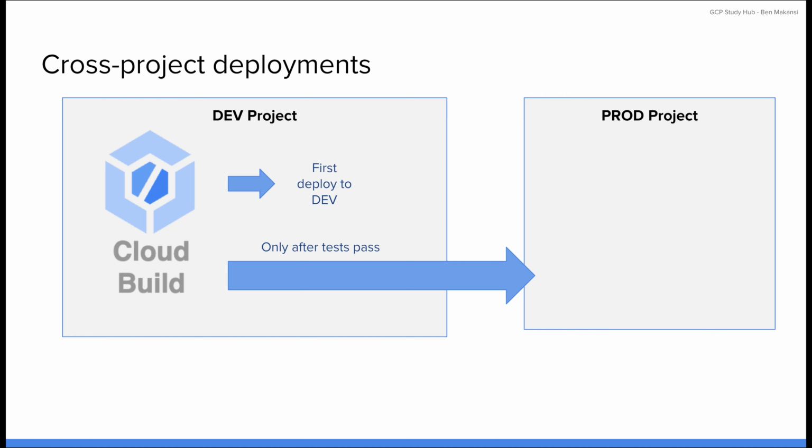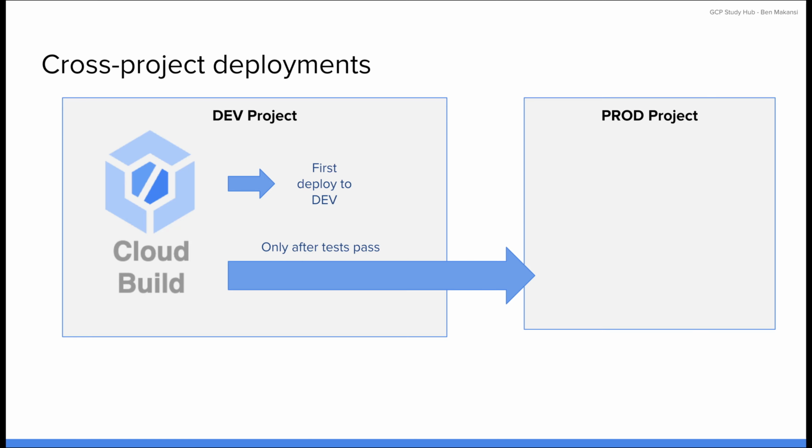So this is one approach to cross-project deployment, where Cloud Build in dev manages the full deployment process from dev to prod. Alternatively, you could have separate Cloud Build configurations in each project where each environment deploys independently. Each approach has its own set of advantages and disadvantages, which we won't go into detail about here, but it's useful to know that both approaches are possible, right?